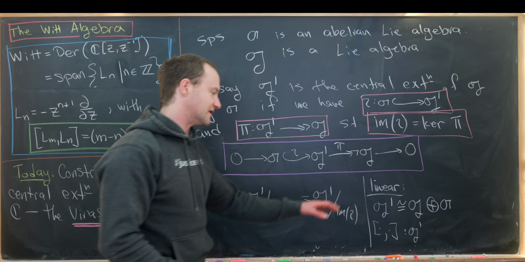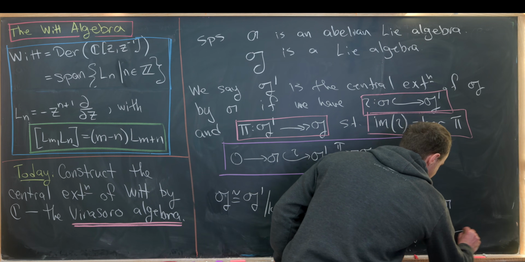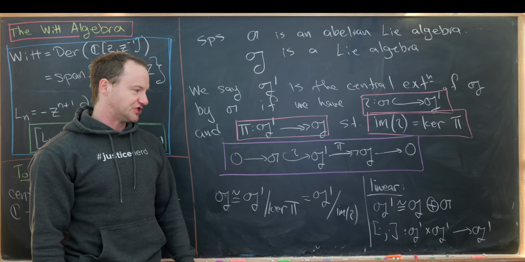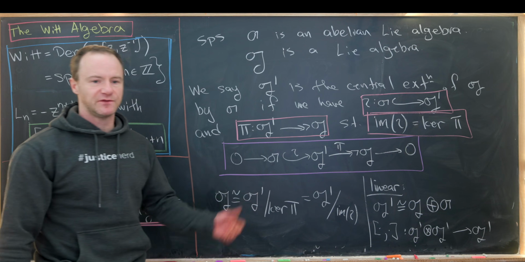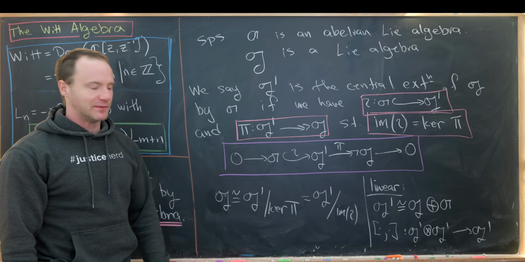In other words, we need the bracket, which is a bilinear map from G prime cross G prime to G prime, I should say. But a bilinear map from G prime cross G prime is the same thing as a linear map from the tensor product of those, if you want to skip a step. Okay, so let's just reiterate what's happening here.